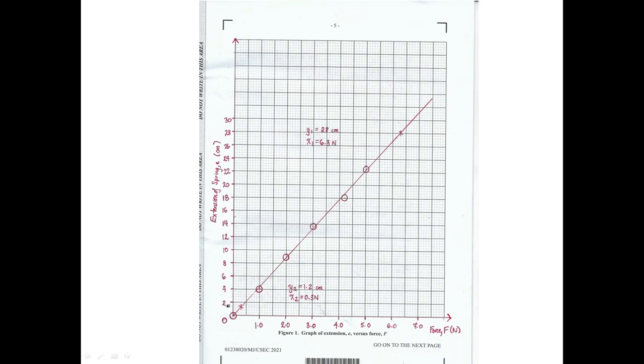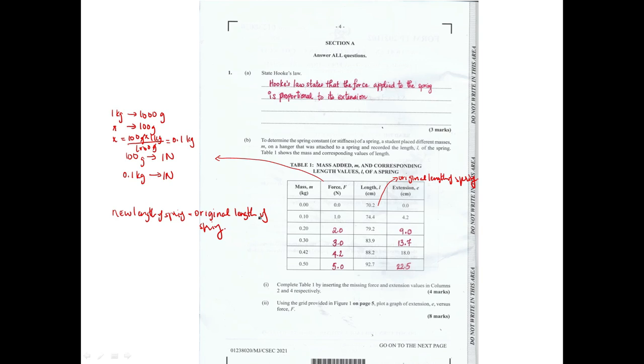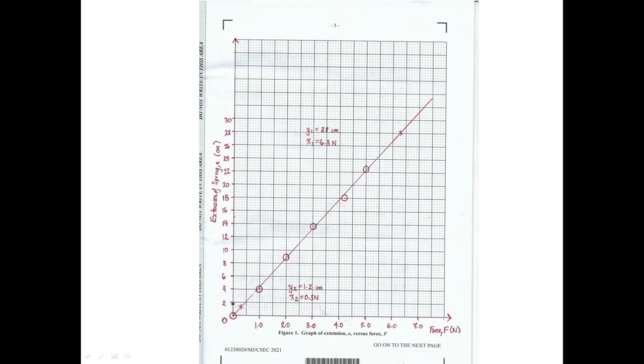And I calibrated the y-axis, the extension, in multiples of 2s, because sadly, if we look at the range over here for extension, it actually goes from 0 to about 23. But to our dismay, they only have 21 lines here. 1, 2, 3, up to 21. 21 lines. So obviously they don't want us to use a 1-to-1 scale.